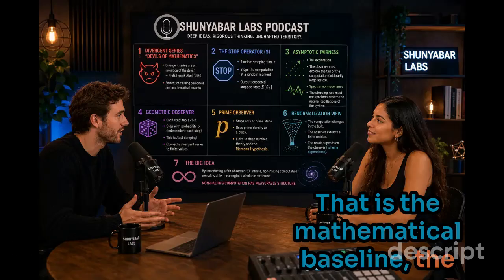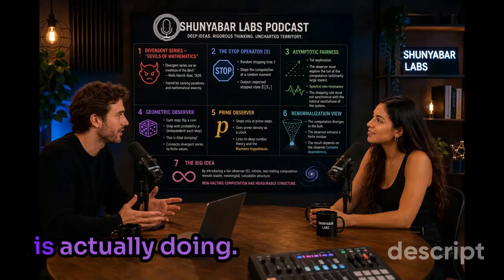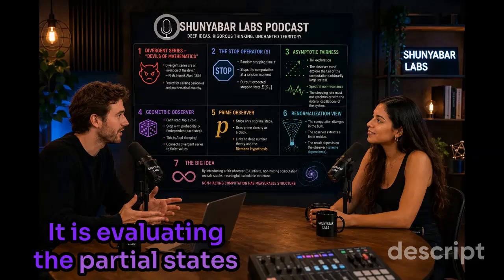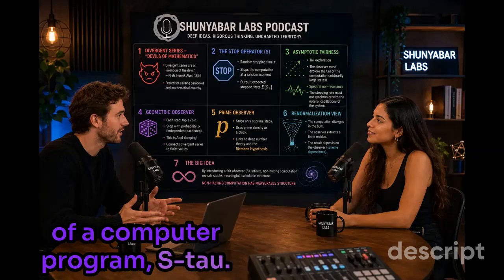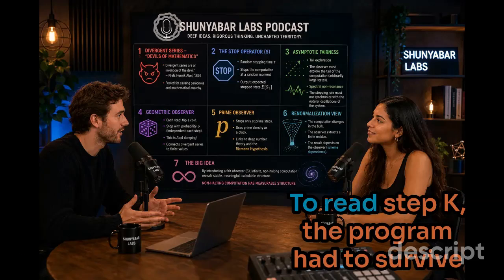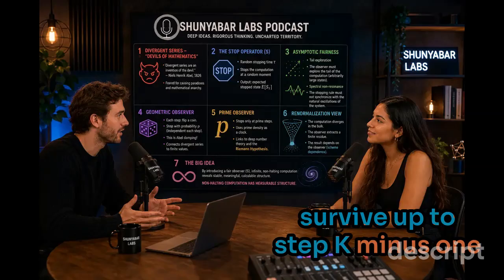That is the mathematical baseline, the pure sum of integers. But look at what our STP observer is actually doing. It isn't evaluating raw integers floating in a vacuum. It is evaluating the partial states of a computer program, S-tau. And logically, what is required for an observer to read the increment at step k? To read step k, the program had to survive step 1, step 2. It had to survive up to step k minus 1.